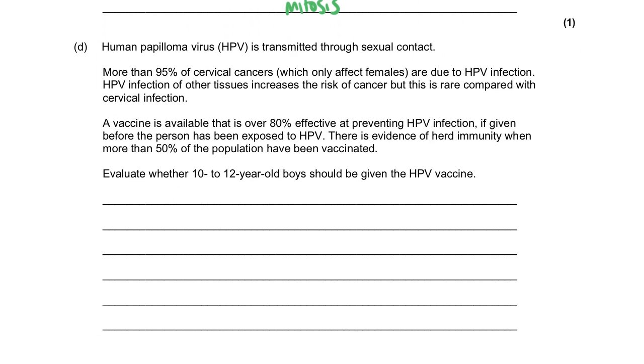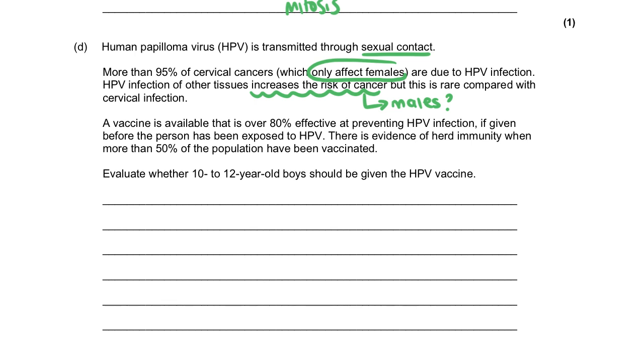Now, the human papillomavirus is transmitted through sexual contact. Okay, so this could be due to fluid exchange, it could be due to contamination, sort of physical contact, maybe of something like warts. And more than 95% of cervical cancers, which only affect females, are due to HPV infection. HPV infection of other tissues increases the risk of cancer. Okay, so potentially here they've specified that cervical cancers are only in females, but haven't specified that these cancers can't be in males as well. So males, question mark? But this is rare compared with cervical infections.